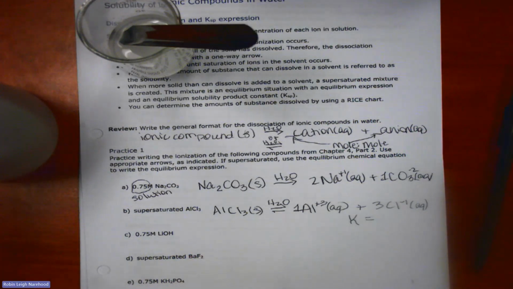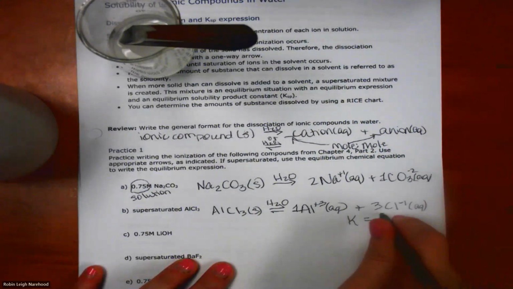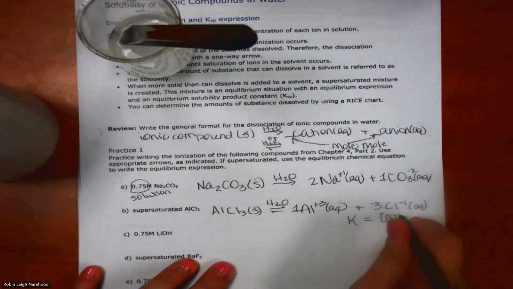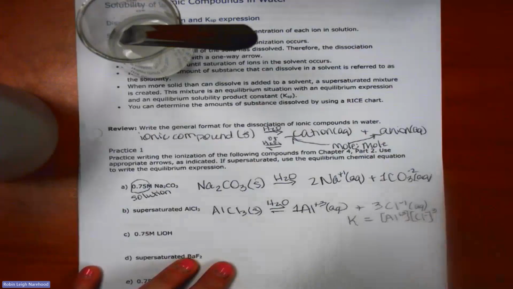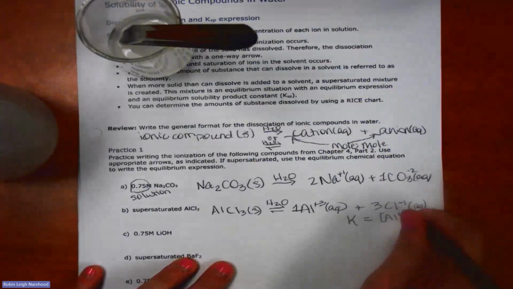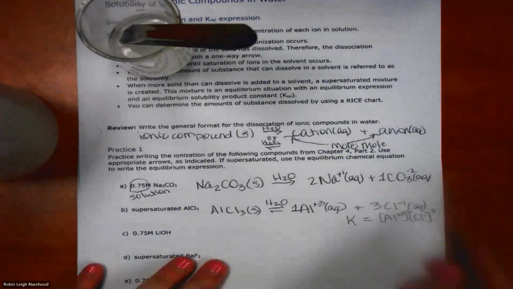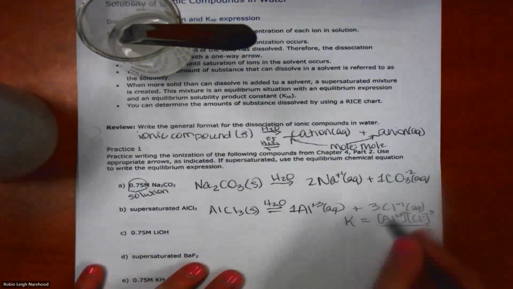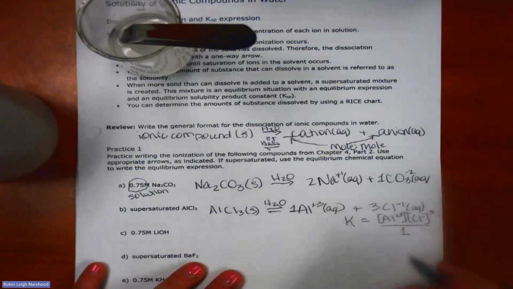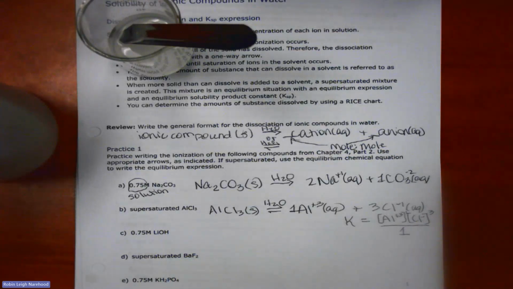So our ions are going to be part of the expression. And so our aluminum concentration times our chloride, and our chloride is going to be raised to the third, and our aluminum is going to be raised to the first. What about the reactant side? It is a solid, and so for anything that's not in the same phase, you have a 1 as a placeholder for it. The 1 is important so that you don't get confused.